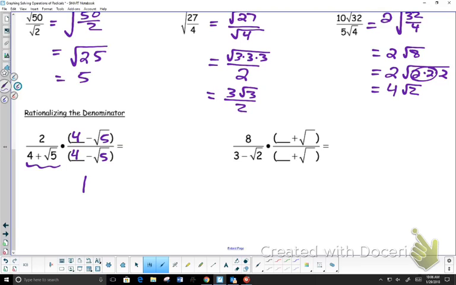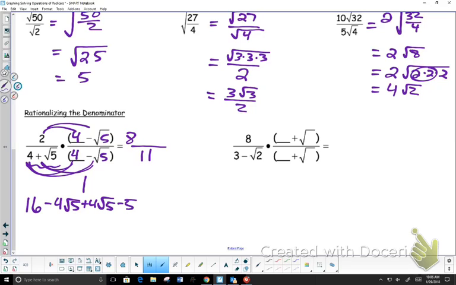That being said, when I multiply out the bottom, you'll notice I'll get 16. And then my middle term is going to cancel out. I'm going to go ahead and write it, but you're going to get to where you don't write this anymore because you know it's going to cancel out. And then my last one is going to be negative 5. So I end up with 16 minus 5, which is 11 on the bottom. Okay? On the top, I'm going to take my 2 and distribute it, which is going to give me 8 minus 2 square root of 5.